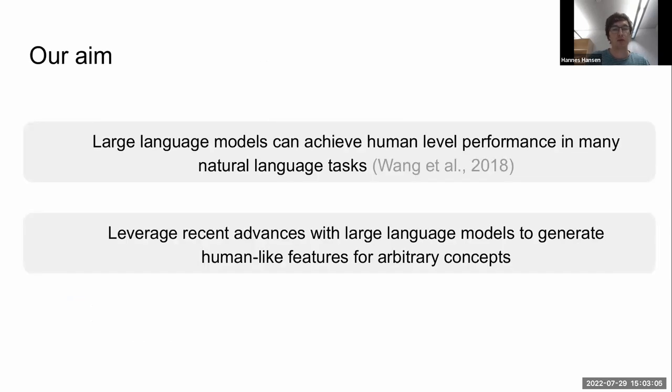Therefore, our goal was to leverage recent advances with large language models to generate human-like features for arbitrary concepts. The idea is that as recent models can achieve high performance in many natural language tasks, like sentiment analysis, for example, they might be capable of generating sensible semantic features.